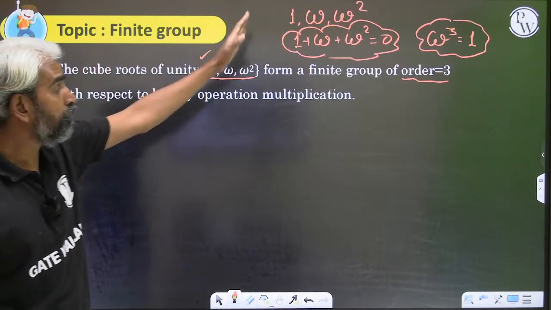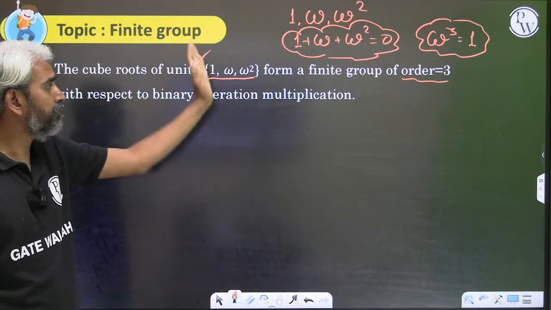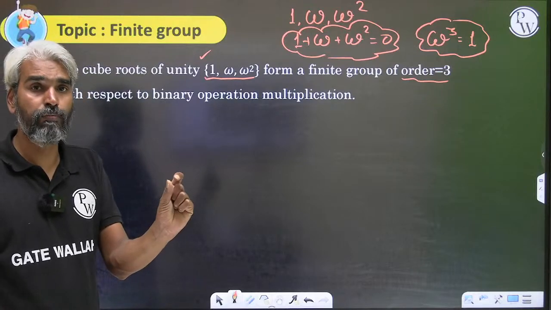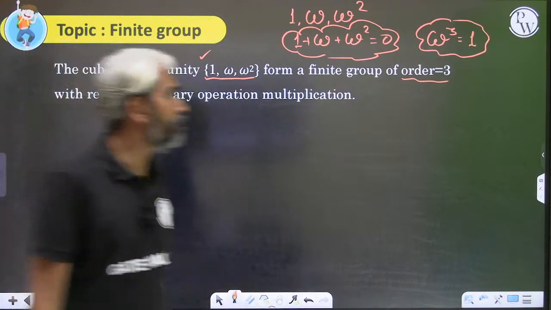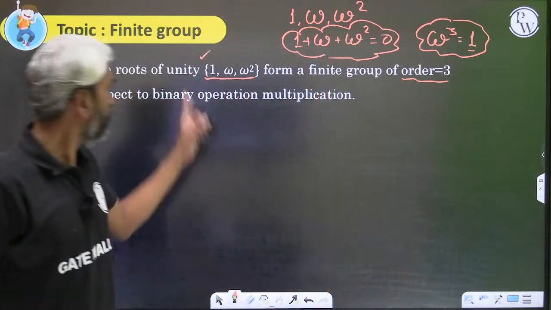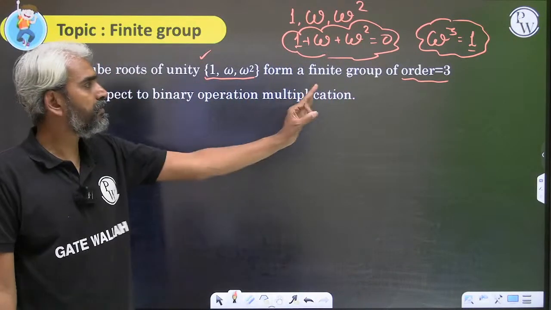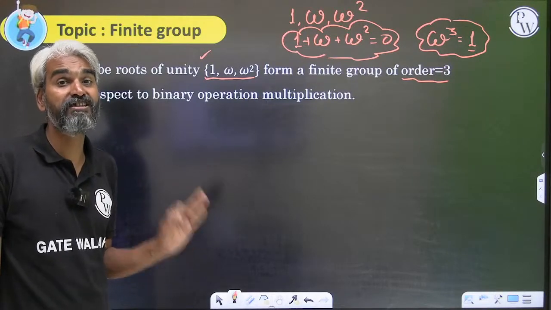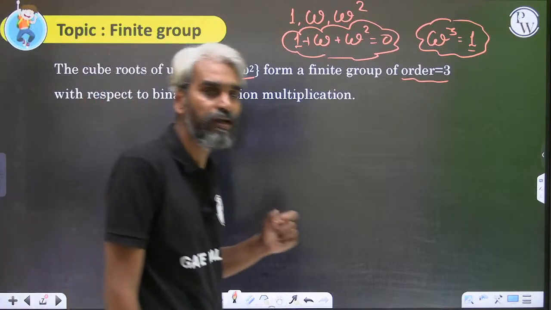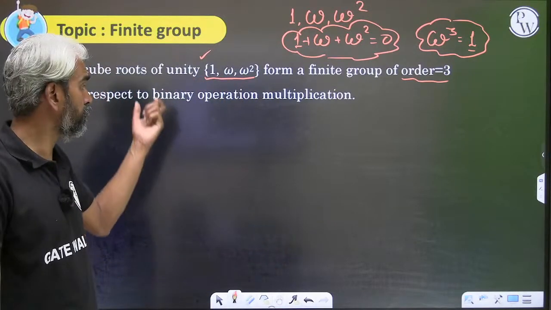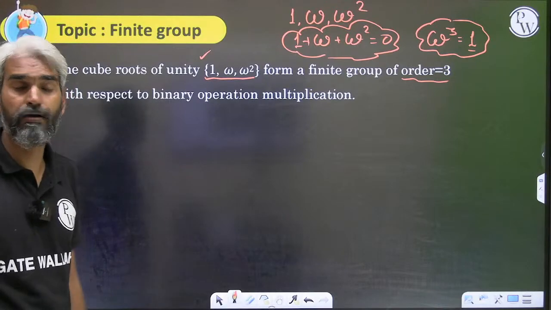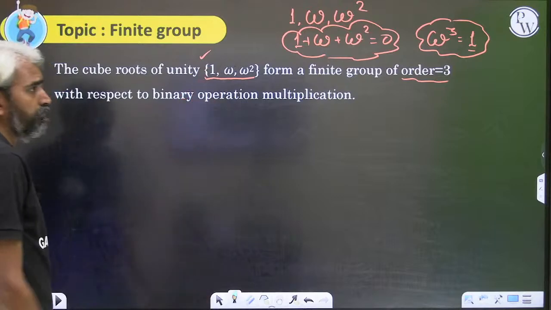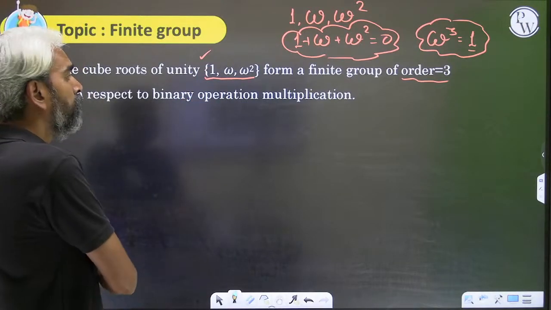But in case of 1, omega, omega square, if we try to multiply them with each other in any manner, then the moment the power becomes omega cube or more than omega cube, it can be converted into 1, and this set 1, omega, omega square will remain closed with respect to multiplication. So the problem that arises in a finite group with respect to addition or multiplication is the closure property. We are not able to satisfy the closure property in order to create a finite group of real numbers with respect to multiplication or addition. So that's what we are trying to solve here: 1, omega and omega square form a finite group of order 3 with respect to multiplication.